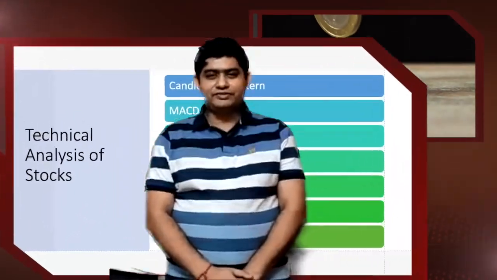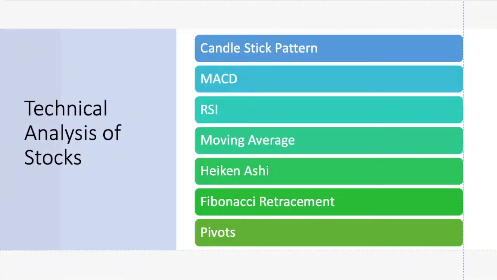Friends, let's start with the technical analysis. I'll share which technical analysis tools I use on my chart to take a decision. The first is the candlestick pattern, MACD, which is called a momentum indicator, moving average convergence divergence. Then RSI, a moving average, Heiken-Ashi, Fibonacci retracement, and pivots. So today I will explain only the first three, okay: candlestick, MACD, and RSI.